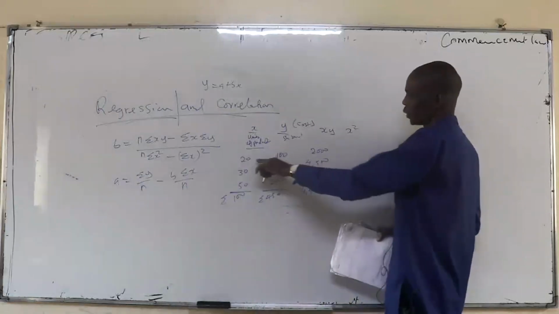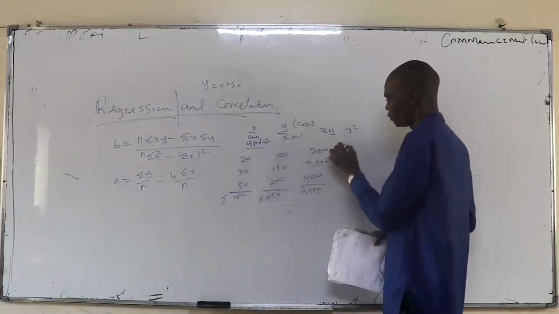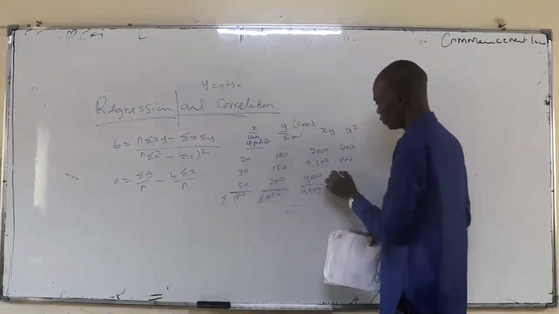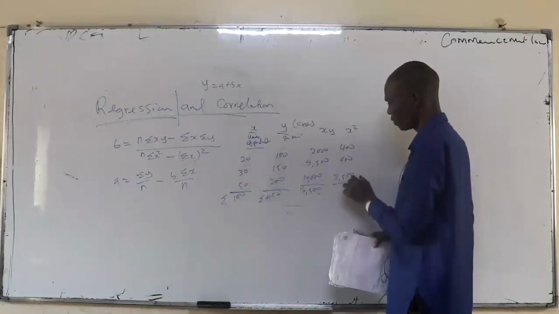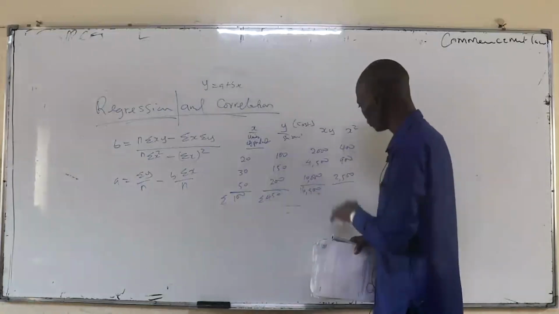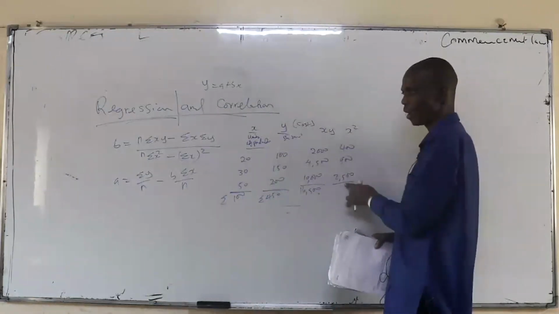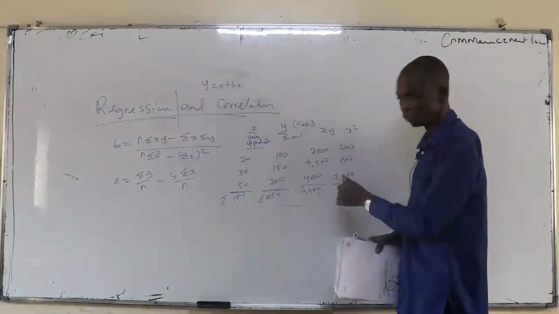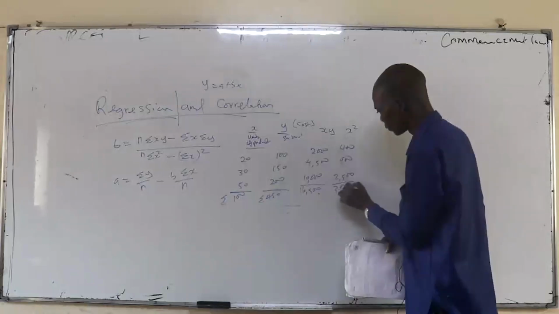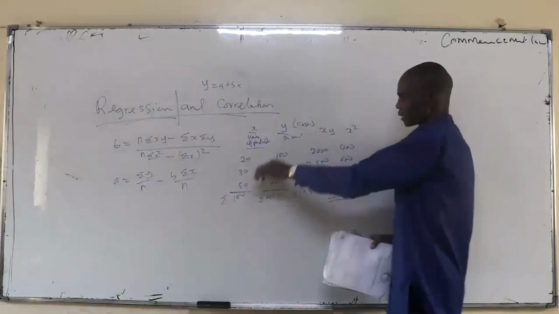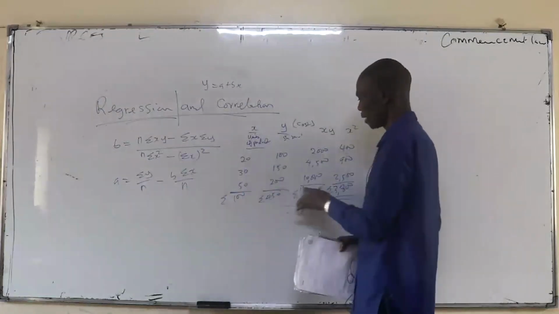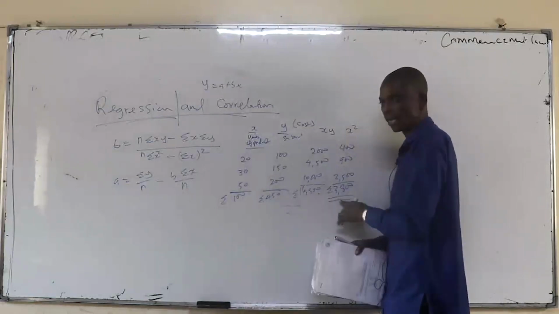Then you come there and you square the values of x. So 20 squared gives you 400. 30 squared gives you 900. 50 squared gives you 2,500. And so you add those: 400, 900 plus that is 1,300. 1,300 plus 2,500 gives you 3,800. So this is the sum of x, this is the sum of y, this is the sum of xy, and this is the sum of x squared.